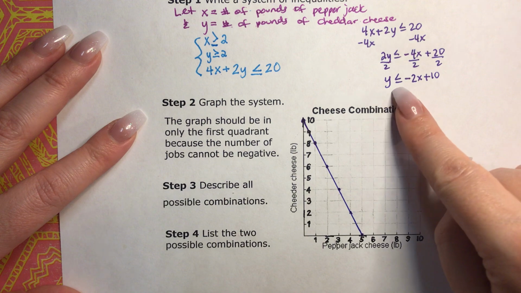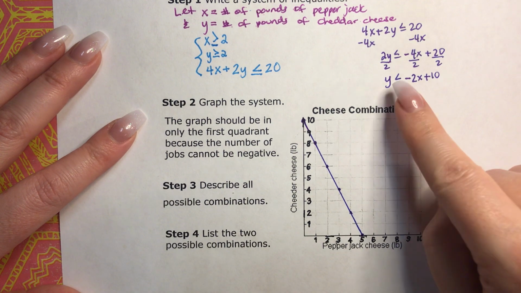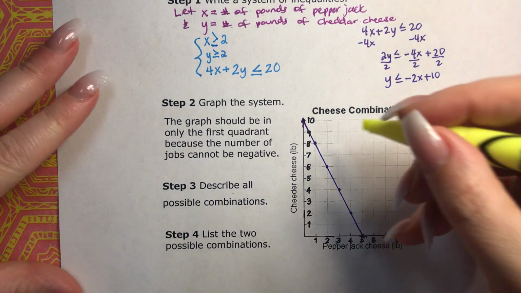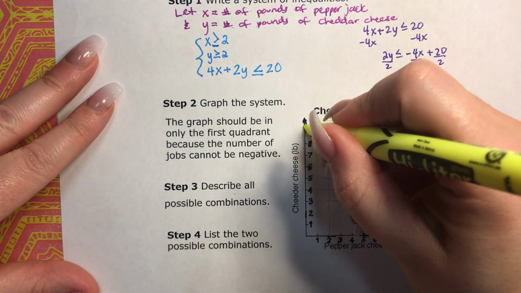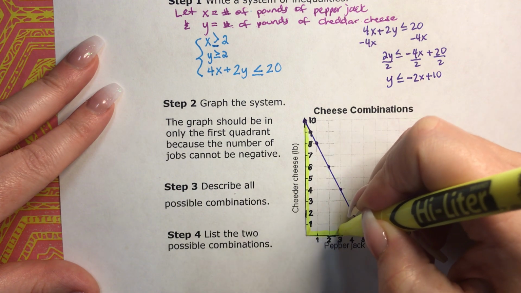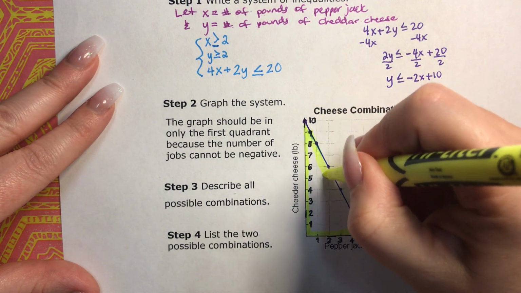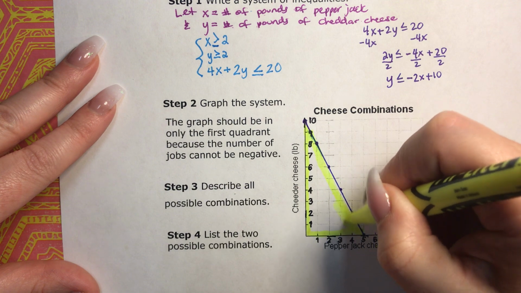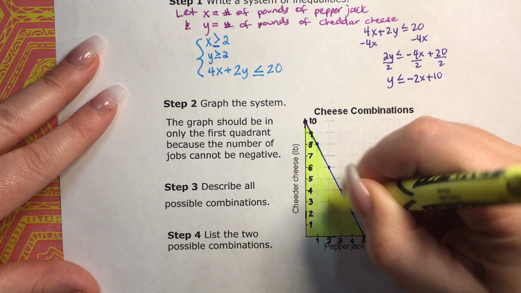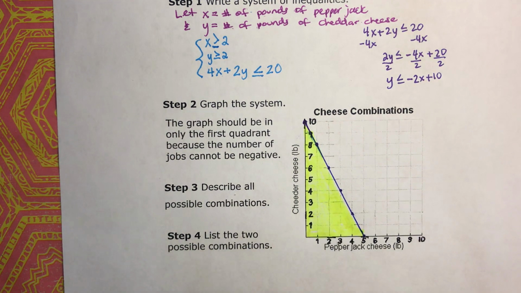Okay, so we graph this. It's a solid line, and we need to shade. Y is less than, so that means we're going to shade below here. Okay, we're shading below, and we can just stay right in this quadrant 1 with our shading. I'm trying to do a good job on the shading here. Okay, there we go. That is the first one. Now we have to do the other ones.